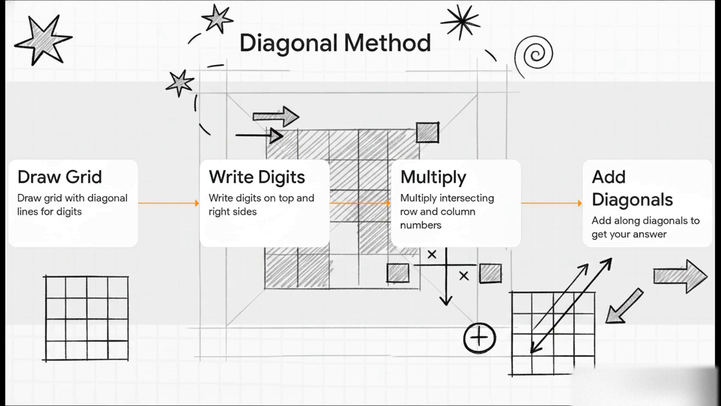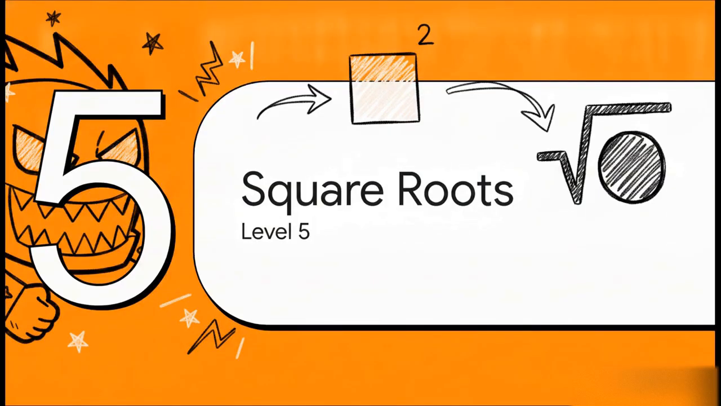Step 2, write 3 and 9 on the top and 3 and 9 on the right side. Step 3, multiply the intersecting numbers into those split boxes. So 3 times 3 is 09, 3 times 9 is 27, and so on. Finally, step 4, just add the numbers up along the diagonal paths, carrying over any extra digits to the next diagonal, exactly like standard addition. It completely transforms a difficult 39 squared into a super simple game of addition, giving us our final answer of 1,521.